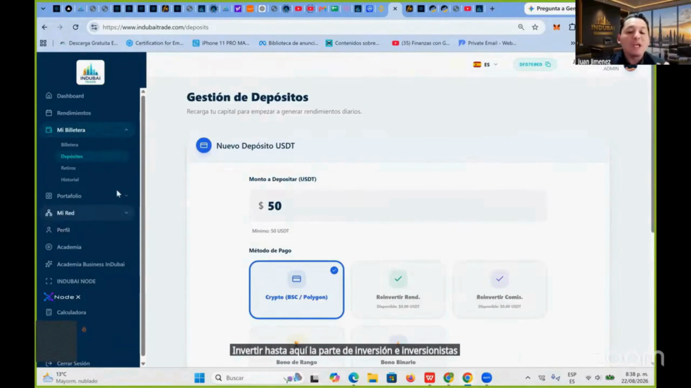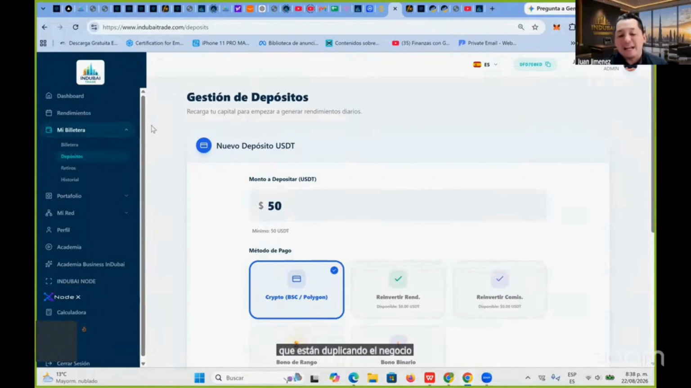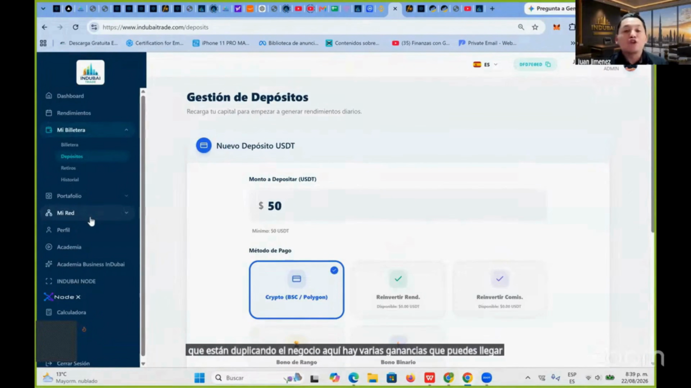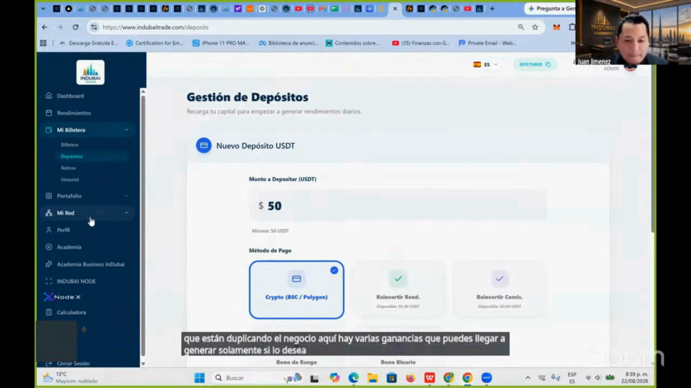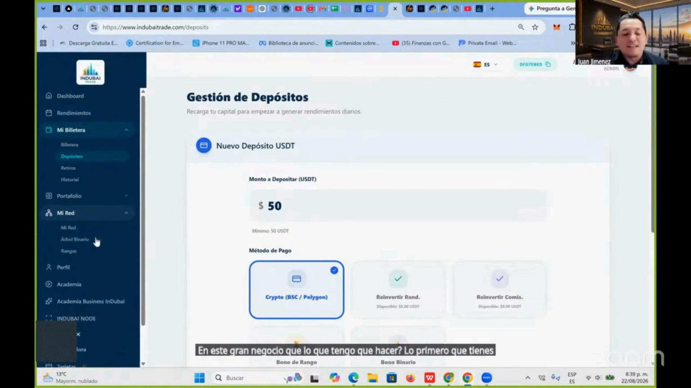Now I want to go into a little detail for the people who are duplicating the business. Here there are several earnings that you can generate if you wish. This part is the career plan for people who want to lead and want to generate exponential residual earnings in this great business. What do I have to do? The first thing you have to understand is that you have a unilevel system.